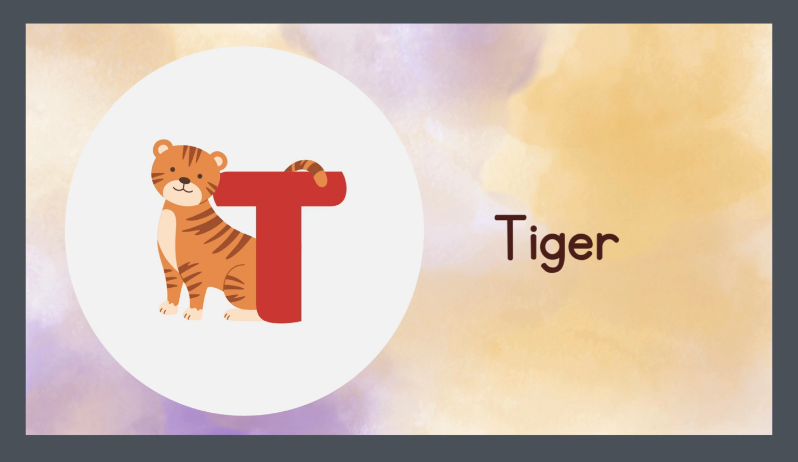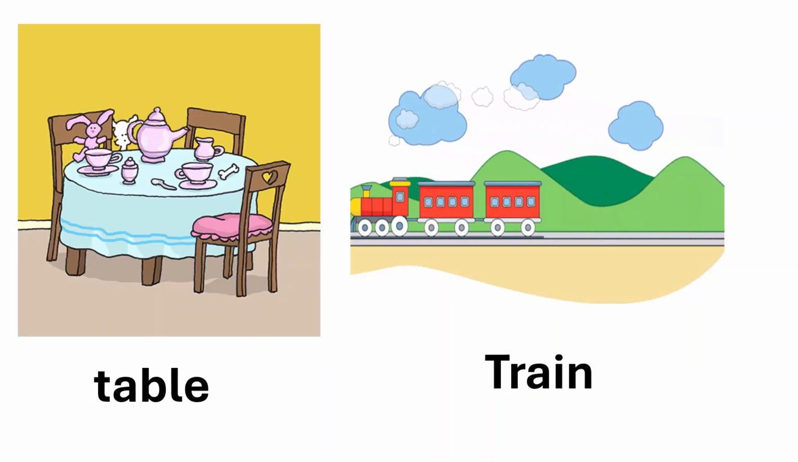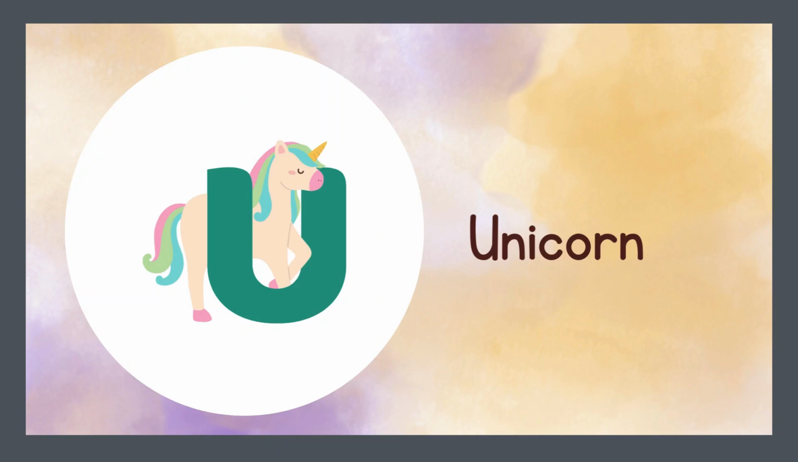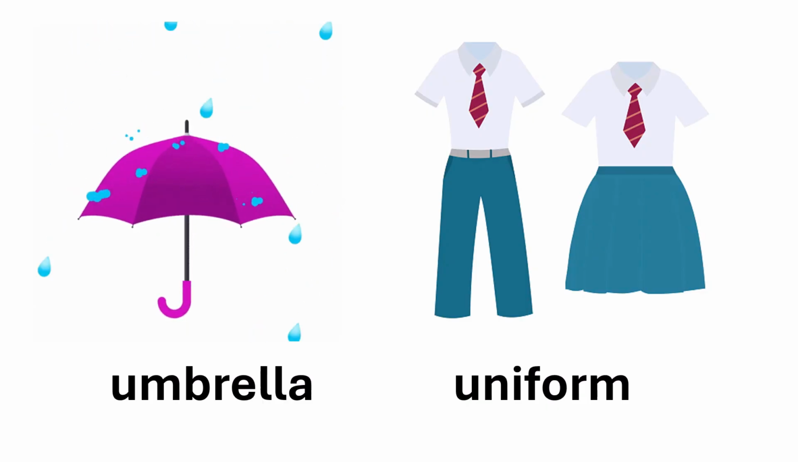T for tiger. Table, train. U for unicorn. Umbrella, uniform.